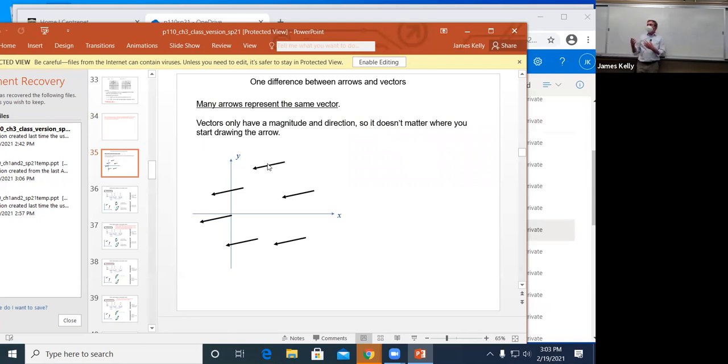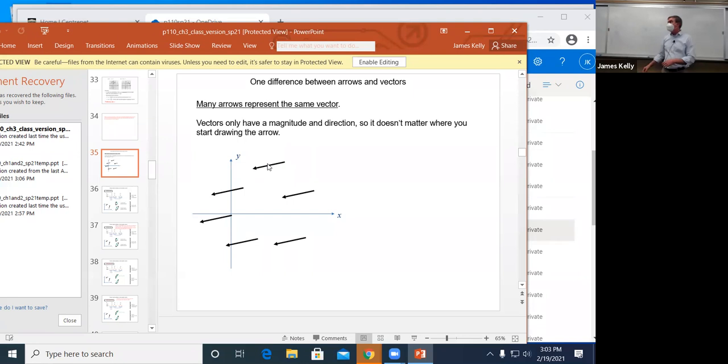Earlier on we said you can draw vectors as arrows, or you could give their components, or you could give the length and the angle. But they're not completely equivalent, because there are many arrows that represent the same vector. That's because a vector, by definition, only has a magnitude and direction, and all those different arrows have the same magnitude and direction.